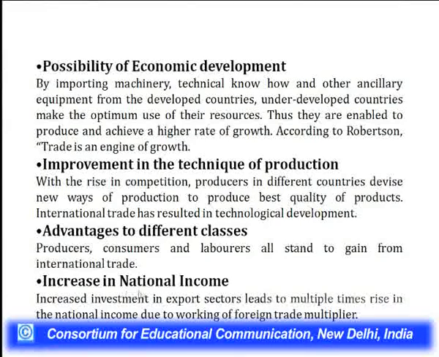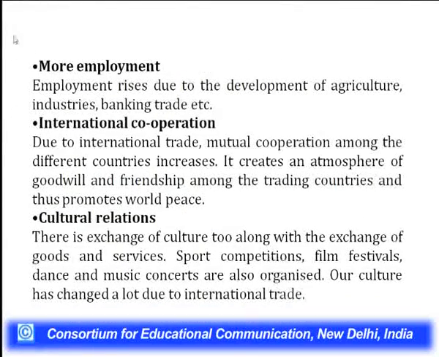Increase in national income is the result of international trade. Increased investment in export sectors leads to multiple times rise in the national income due to working of foreign trade multiplier. More employment. Employment rises due to the development of agriculture, industries, banking, trade, etc.